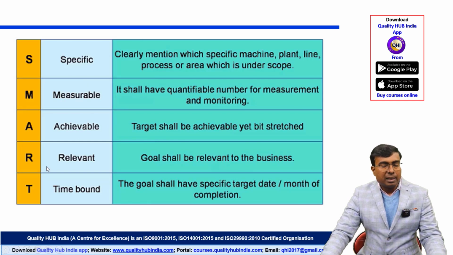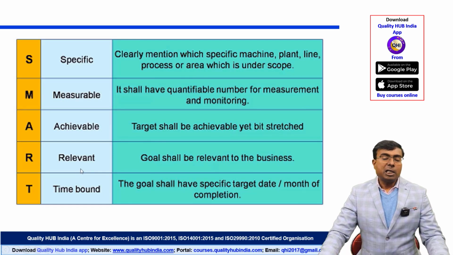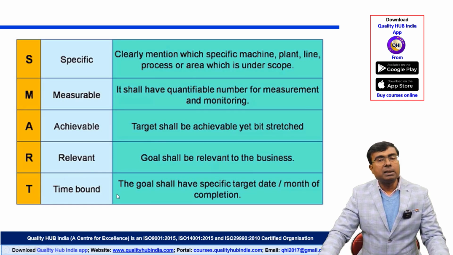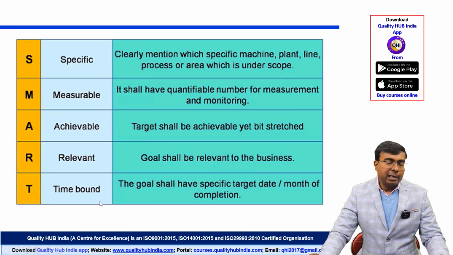And the fourth one is relevant. Whatever target you set should be relevant to the business. It should not be something beyond the case of the business, or something not relevant to the particular plant or the area of operation, or outside the scope. And the last point is T, which basically means time bound. Time bound means there has to be a realistic target date for every objective or every goal.